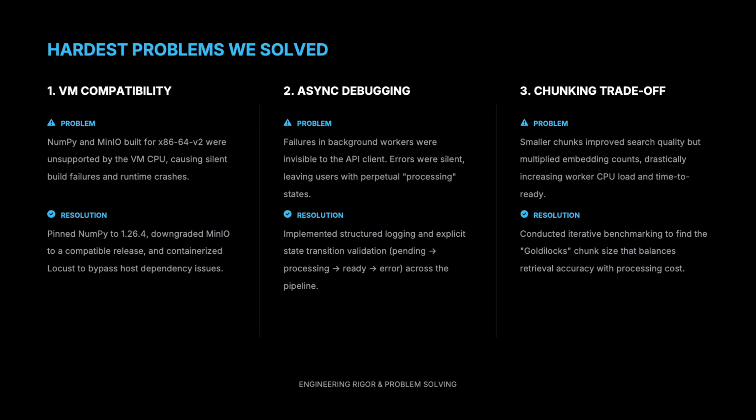And lastly, we encountered a design trade-off in chunking strategy. Smaller chunks improved retrieval quality, but increased the number of embeddings and CPU cost. Through iterative testing, we selected a balanced chunk size that maintained quality while keeping processing time manageable.